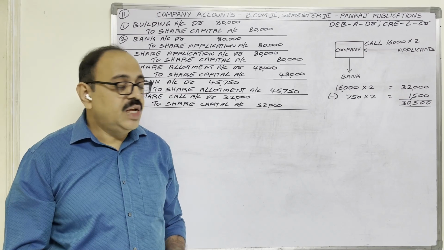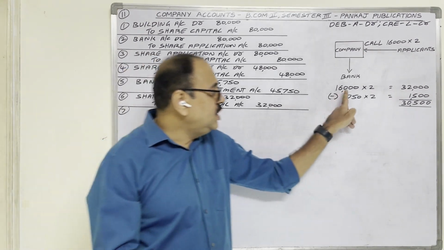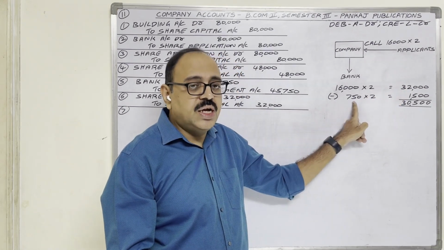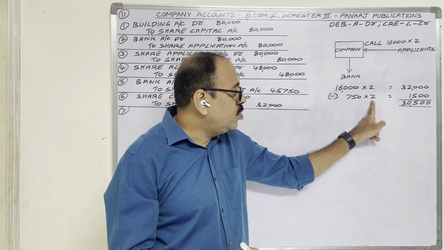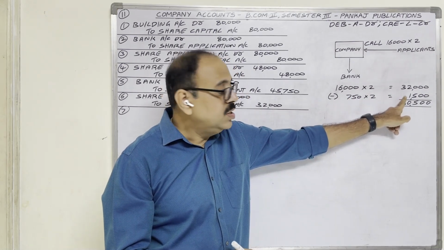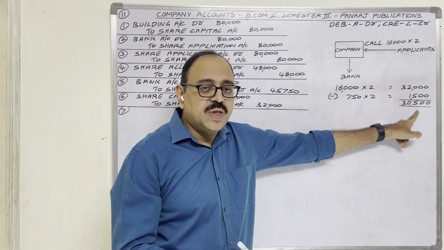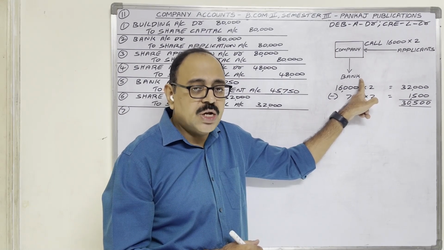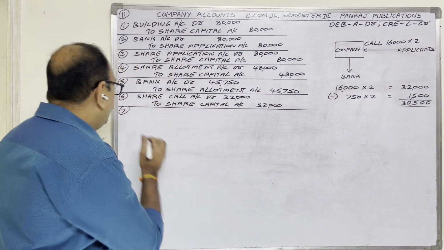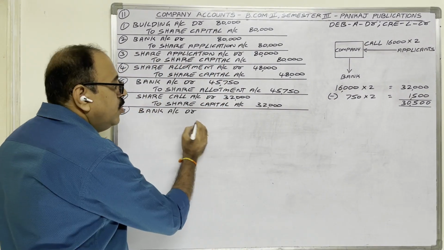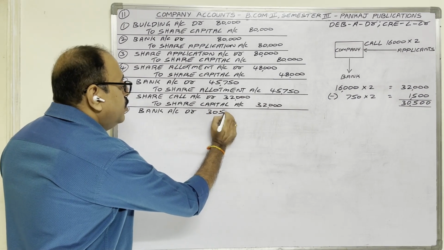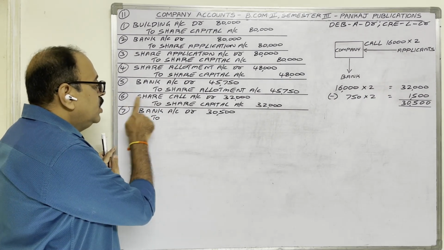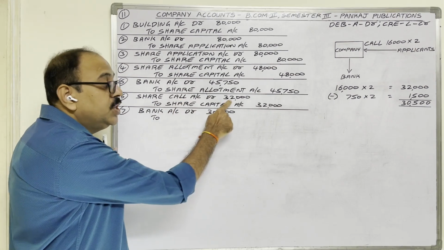Next, the seventh entry is for receiving call money. On 16,000 shares at the rate of 2 rupees each, 32,000 should come. On 750 shares, call money did not come. 750 into 2 rupees each, 1,500 is not coming. Finally, 30,500 rupees came. That money is deposited in bank. Means bank is a receiver here. As per personal account rule, bank account should be debited. Therefore, bank account debit, amount finally 30,500 rupees coming. To that amount. In the sixth entry, we wrote that applicants are debtors for 32,000 rupees.